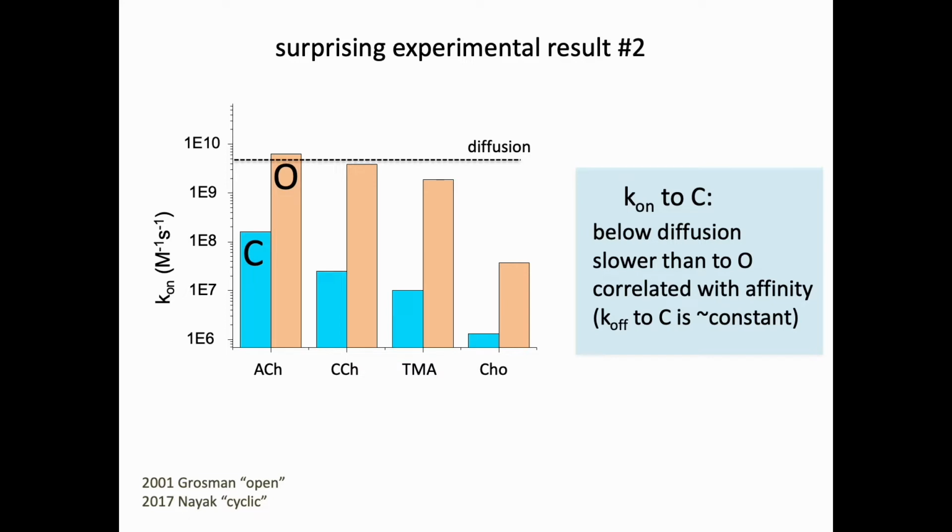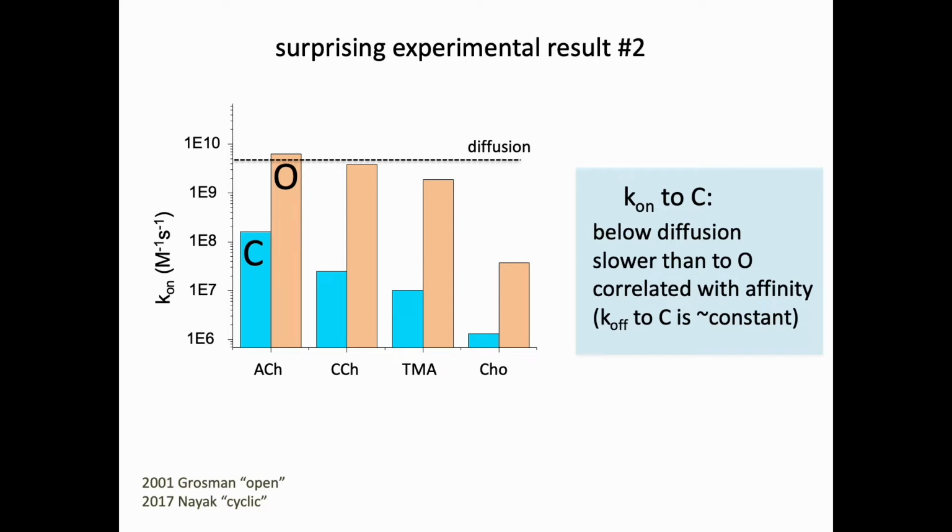The result that was surprising was that binding to the closed state, this was measured directly in single channel measurements from kinetic measurements, binding the association rate constant, which is K on, to the closed channel is slower than diffusion and agonist dependent, whereas association to the open state was close to the diffusion limit and less agonist dependent. So K on to C is below diffusion, slower than to O, and correlated with affinity.